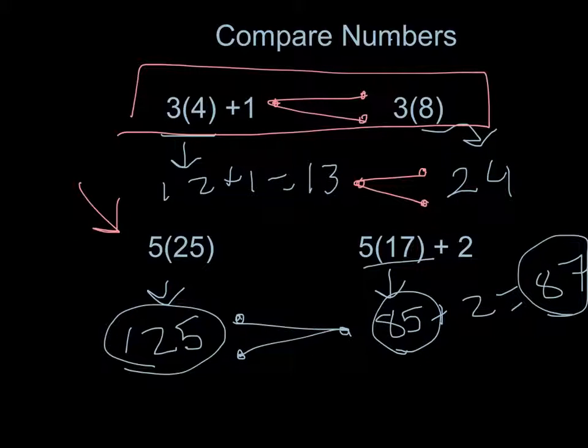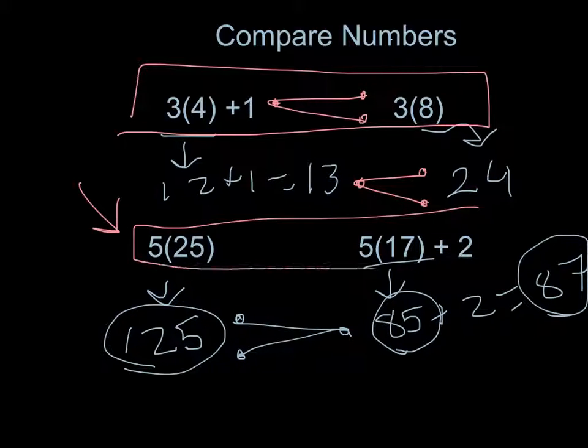So again, going back up here, if this is your original problem that you might see, you would put the 2 dots by the 5 times 25, 1 dot over here, and then you have the greater than symbol. So reading this all the way, you could say 5 times 25 is greater than 5 times 17 plus 2. Okay, so that's a way that you can use to compare numbers, the dot method. Happy comparing!